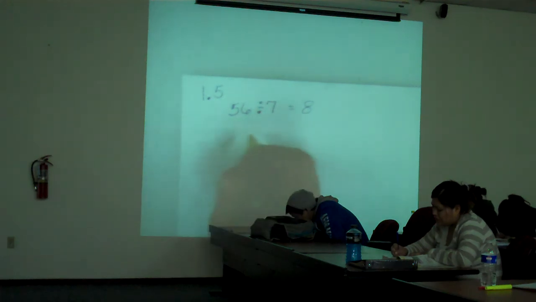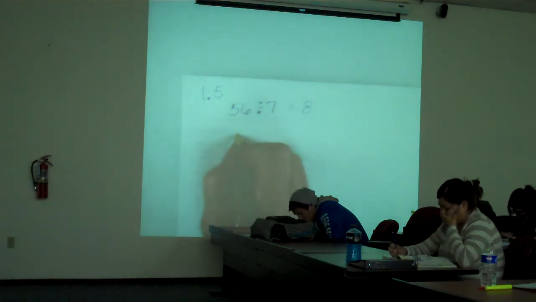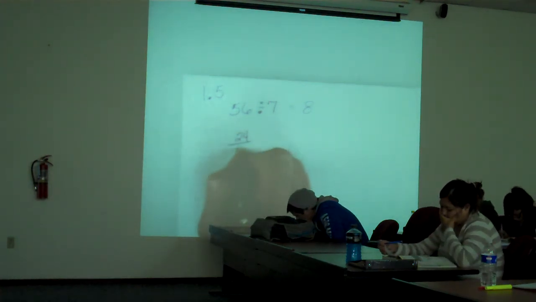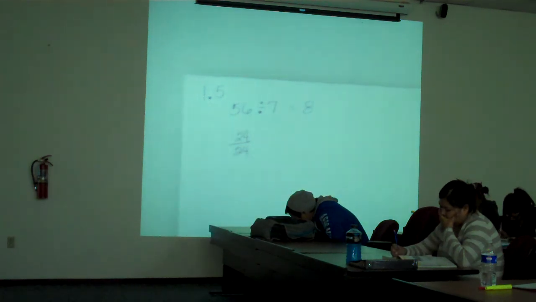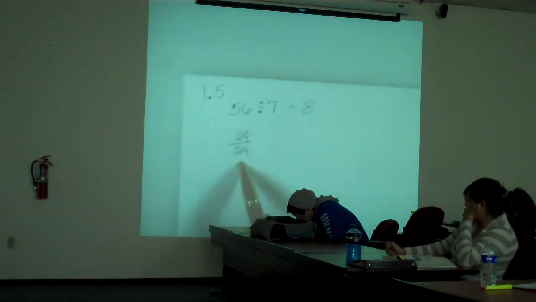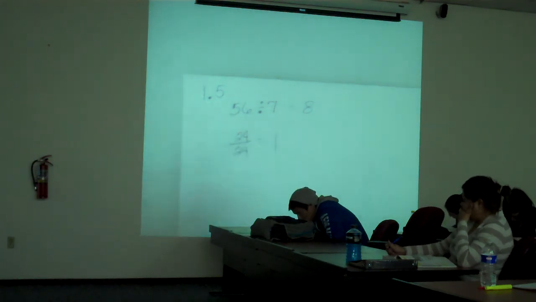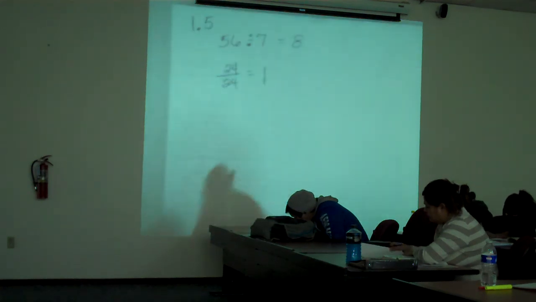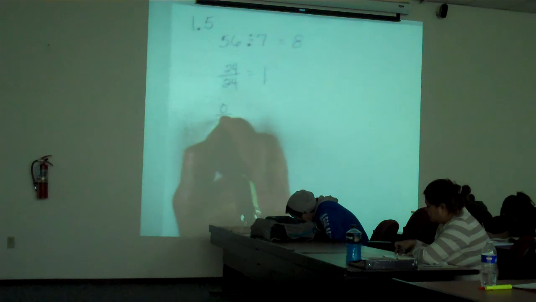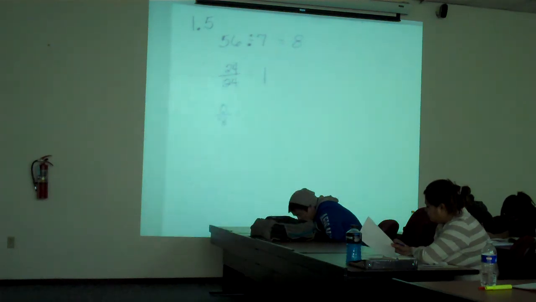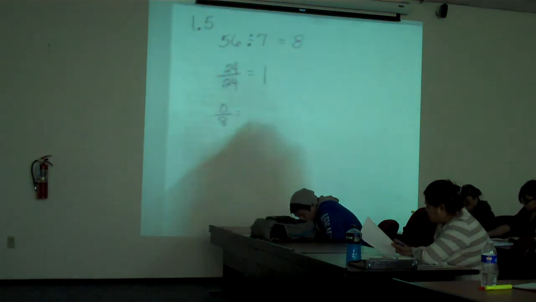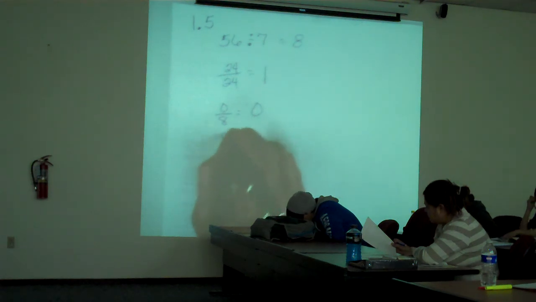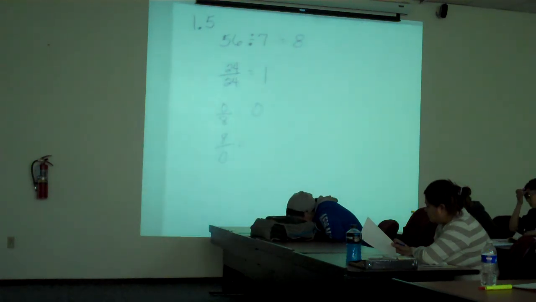Or it could be written like a fraction, like 24 over 24. That would be 24 divided by 24 is 1. Or it may be written, what about if you have a 0? 0 out of 8. 0. How about 8 out of 0? No.